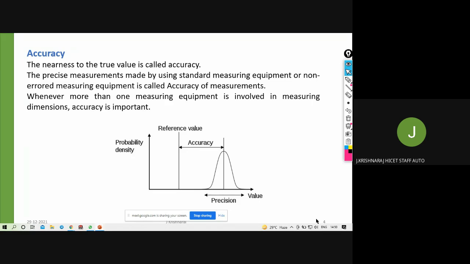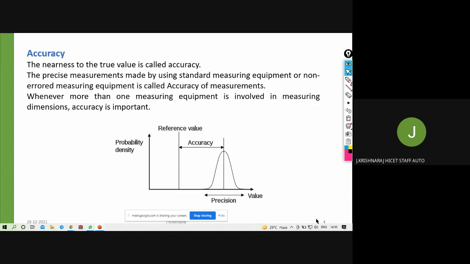So, accuracy of products, right? What it is producing. If you are using a manual lathe, it has more tolerance value, right? If you are using a CNC, a computer-based machine, that gives more accurate production values, right? These precise measurements are made by using standard measuring equipment or error-free measuring equipment.